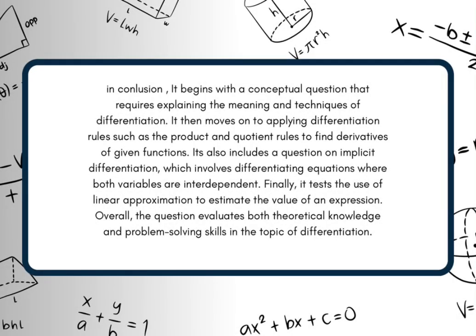In conclusion, it begins with a conceptual question that requires explaining the meaning and techniques of differentiation. It then moves on to applying differentiation rules such as the product and quotient rules to find the derivative of a given function. It also includes a question on implicit differentiation, which involves differentiating equations where both variables are interdependent. Finally, it tests the use of linear approximation to estimate the value of an expression. Overall, the question evaluates both theoretical knowledge and problem-solving skill in the topic of differentiation.